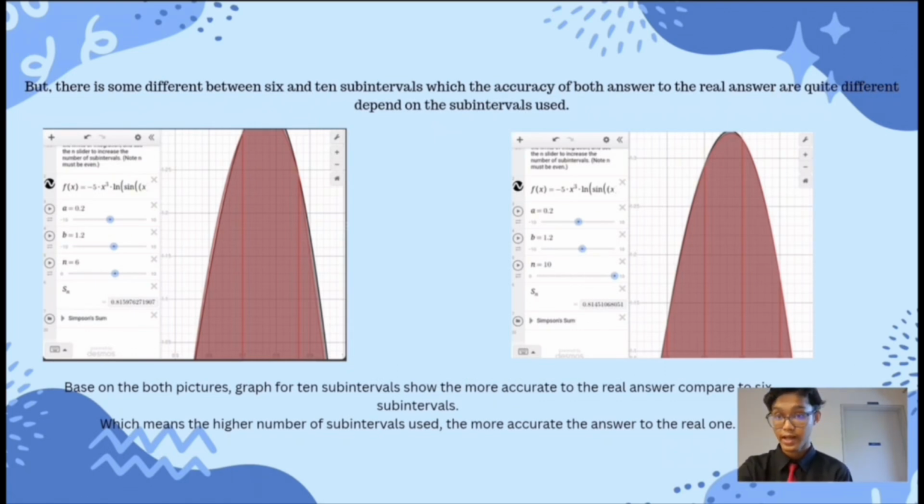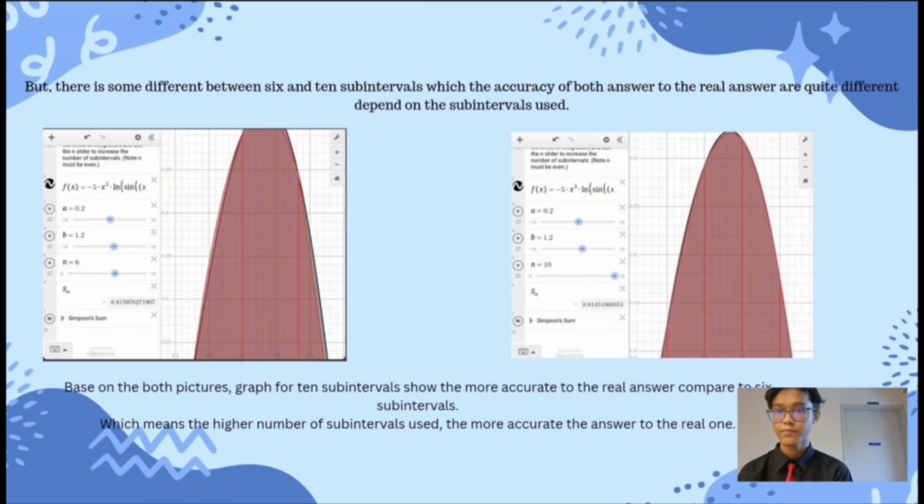We see a red line and a black line that do not intersect each other but are nearest together, and that means the real answer is quite close to the calculated answer. But if you look at the 10 subintervals graph, you see that the red line and the black line intersect or overlap each other. Here I can conclude that the more subintervals you use, the more accurate the answer you get to the real answer.